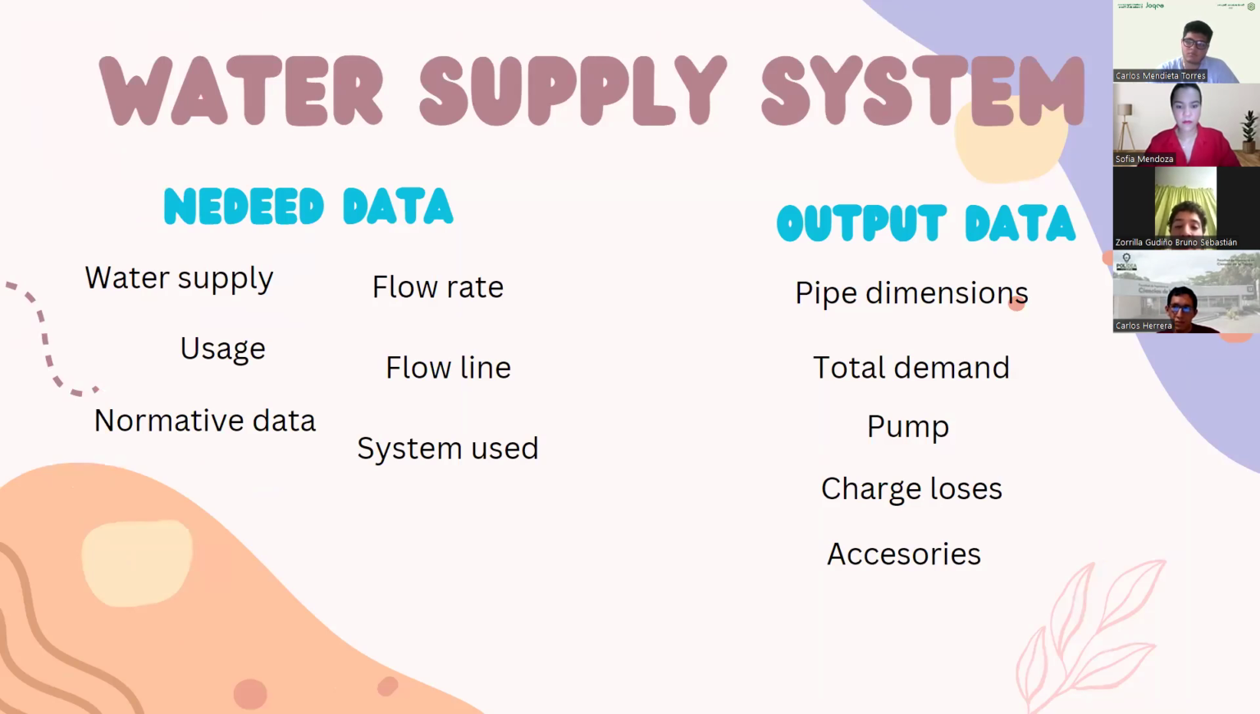On the output data in the water supply system, we have the pipe dimension in inches. We have the total demand of the system, the pump that we are going to use, the charge losses, and the accessories.